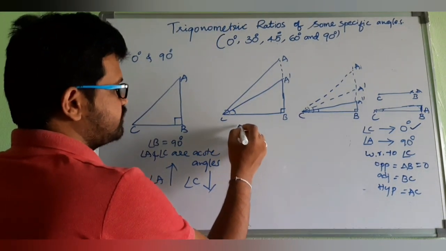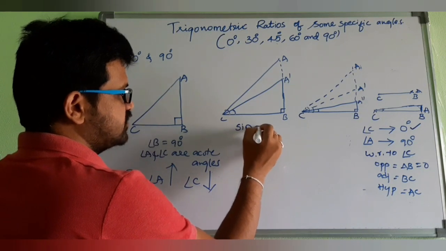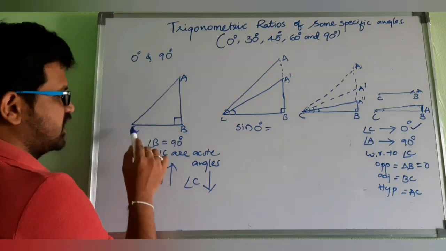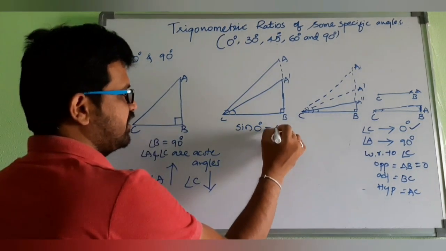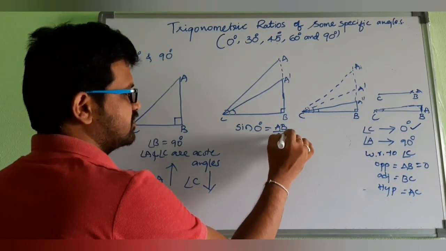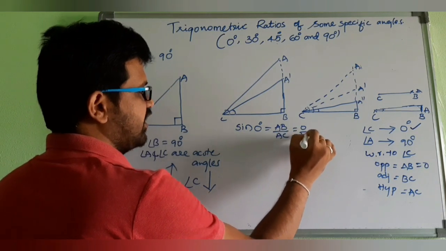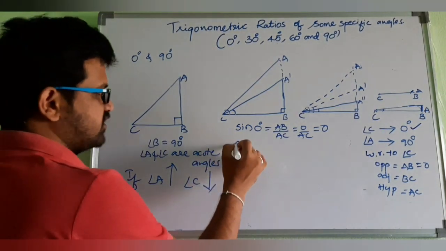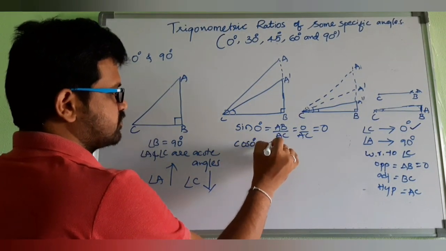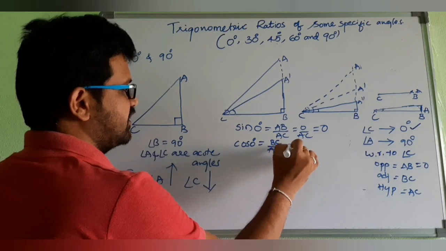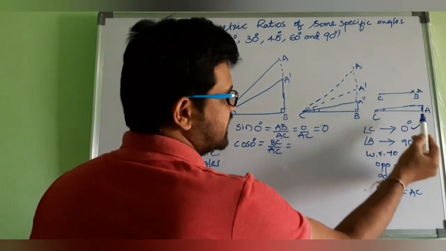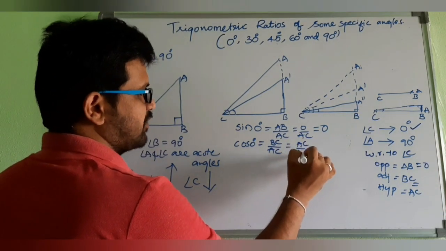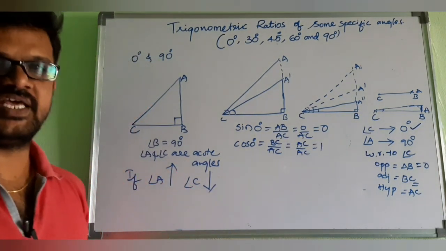Right. So now sine 0 degrees, because angle C is 0 degrees. With respect to this angle, opposite side AB by AC, that is 0 by AC, 0. Sine 0 degrees is 0. Cos 0, BC by AC, that is BC is equal to AC as usual. Both are equal. So AC by AC, that is 1. Cos 0 degrees is 1.